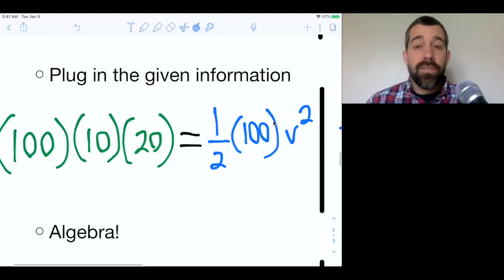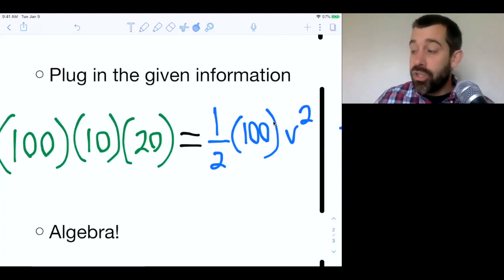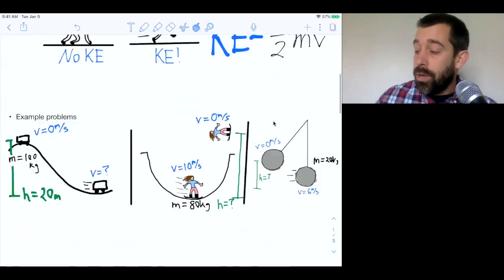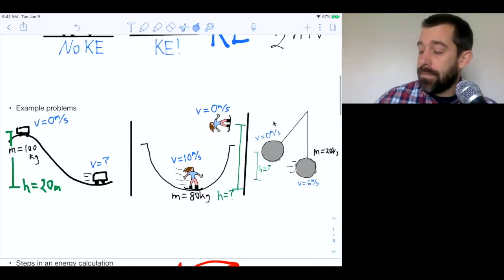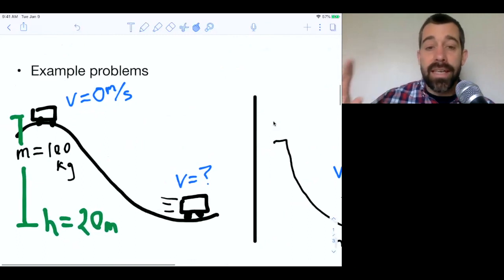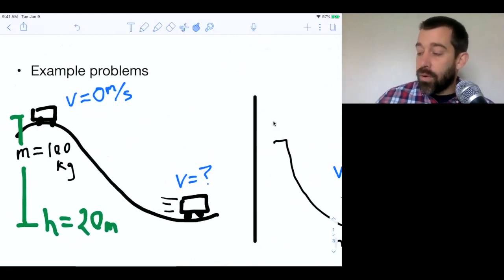Once you've got all of your information plugged in, it is now time to actually go back to the initial problem way up here and get all of your given information and plug it in. So in the before picture, this cart has a velocity of 0, a mass of 100, and a height of 20.